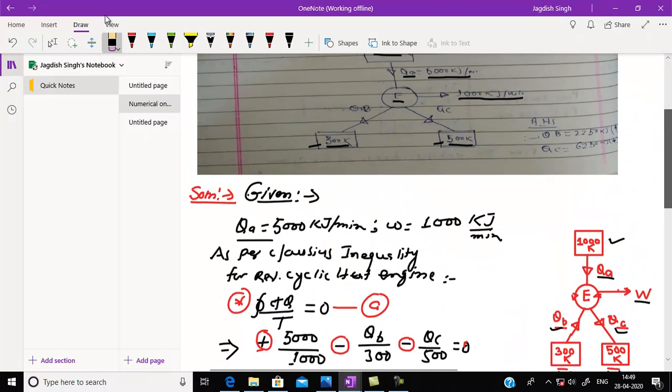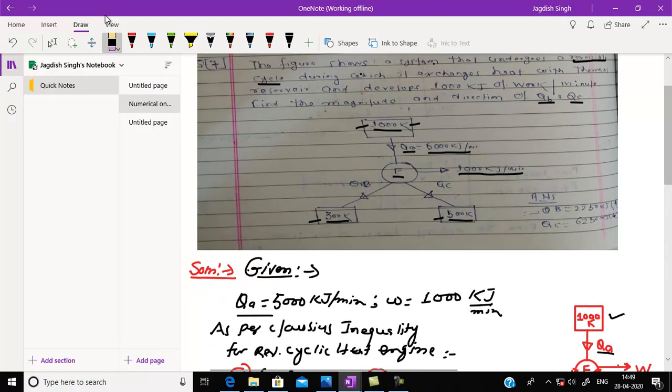So in this problem, basically we have used two important equations. One is Clausius inequality and the next one is the energy balance equation. After solving using these two equations, we are able to find QB and QC. Simply we have to assume initially, because this reversible heat engine is exchanging heat between these reservoirs, we are not sure what is the direction of flow of this heat. Therefore, initially we have to assume the direction of flow of heat.